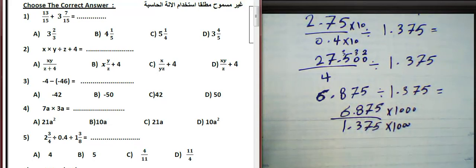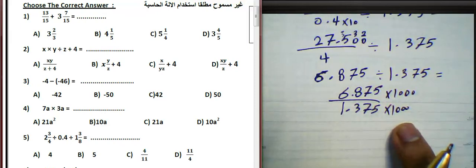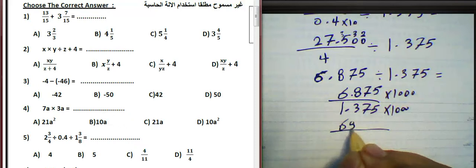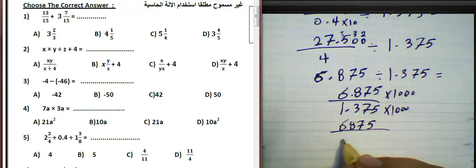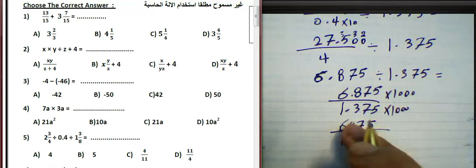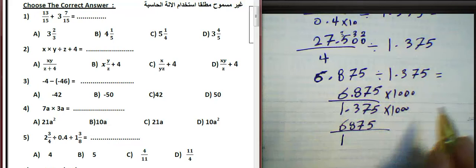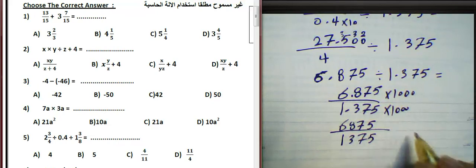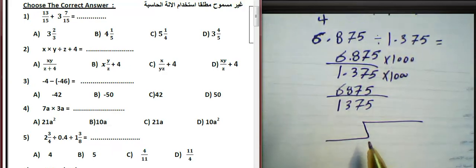So we must convert the denominator from decimal number to whole number by multiplying by 1000. Then you can write 6.875 multiplied by 1000. The point is cancelled here and the point is cancelled in the denominator also. So we can find the result by long division.